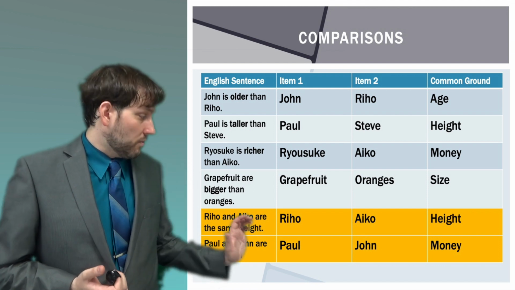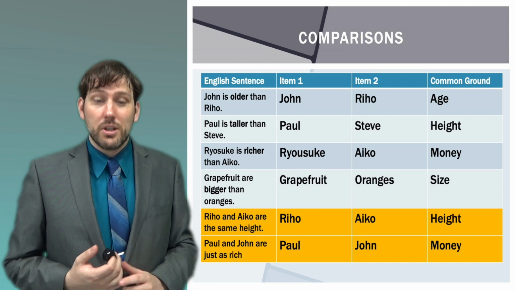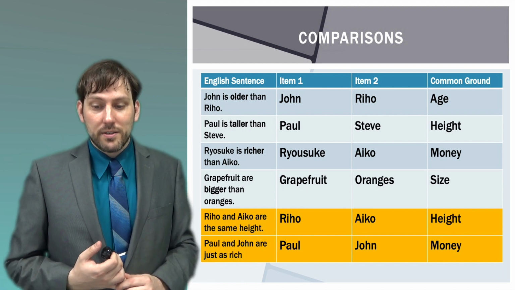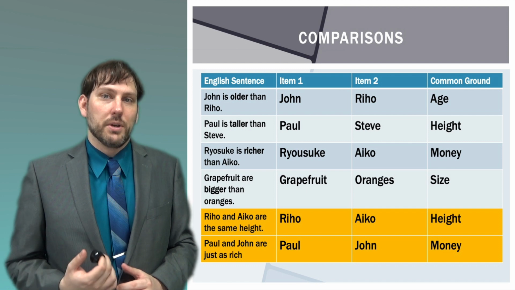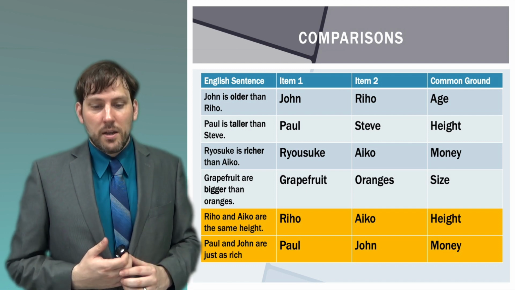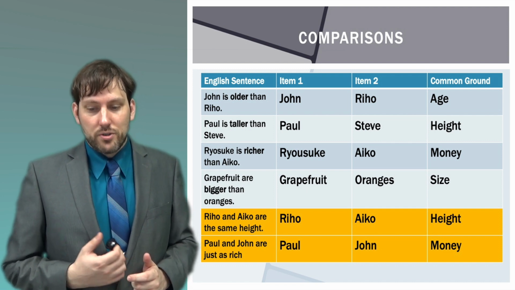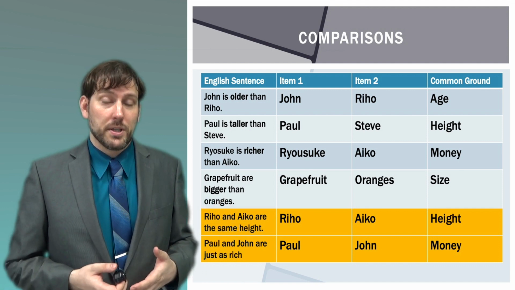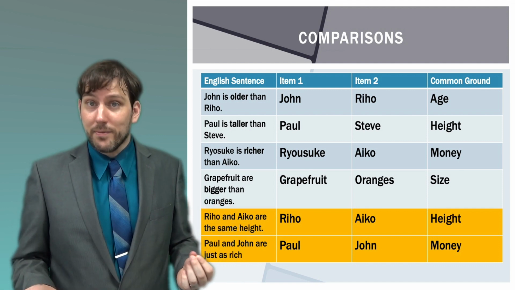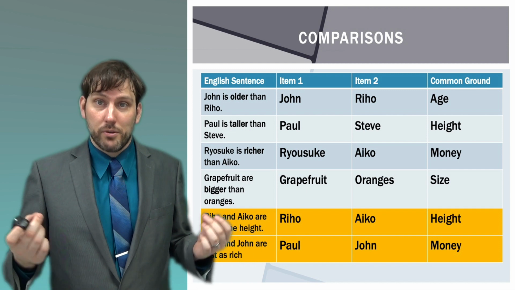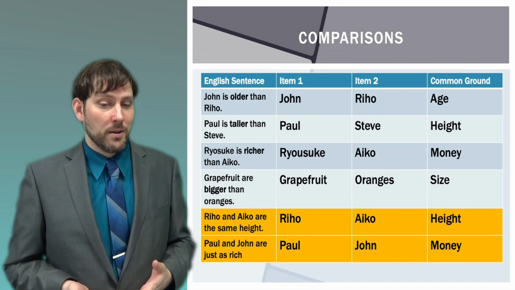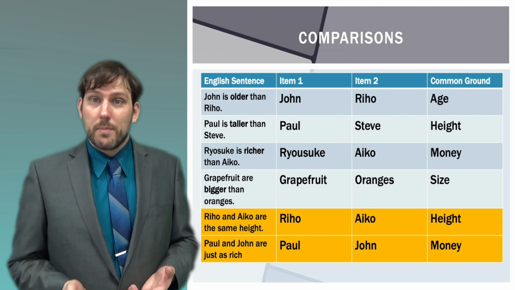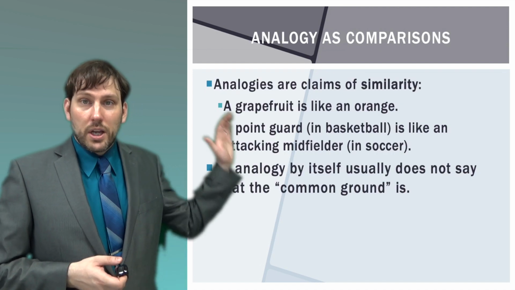But what if we change that? If we look at these bottom two, Riho and Aiko are the same height. So we have another height comparison, but here we're saying the same. Paul and John are just as rich. Here we have another money comparison, but instead of one being richer, we're saying both are just as rich. They have the same amount. So an analogy is a type of comparison where we're looking at things that are similar.